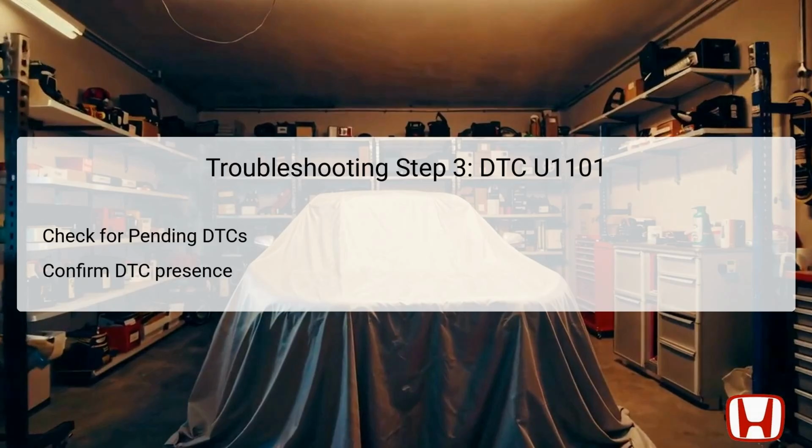issue. Following the clearing of DTCs, the next procedure involves checking for any pending or confirmed DTCs via the HDS. Pending DTCs signify that the fault is not currently active, but was detected previously under certain conditions. Confirmed DTCs indicate that the issue is actively affecting vehicle systems. If DTC U1101 is indicated during this check, it verifies that the FCAN malfunction persists, warranting further investigation.